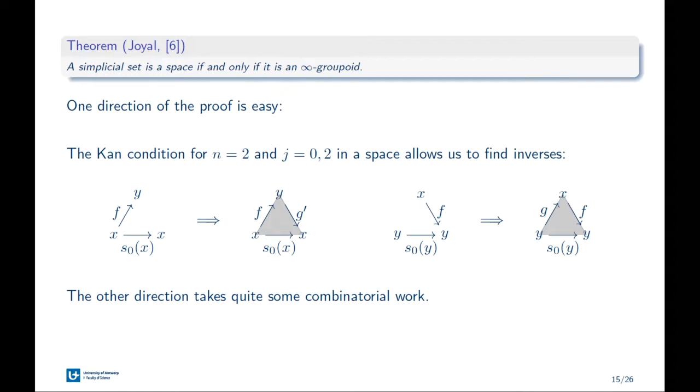This takes a lot of combinatorial work, and this was done by André Joyal. This is also, I think, one of the theorems which really cemented quasi-categories as one of the viable models for infinity categories, or infinity one categories. So a lot of the basic work was done by Joyal.